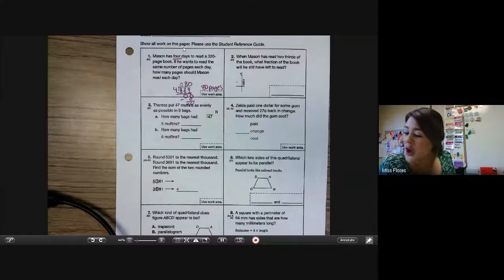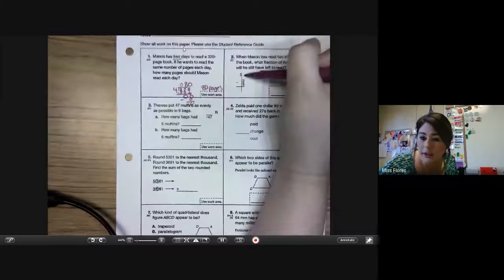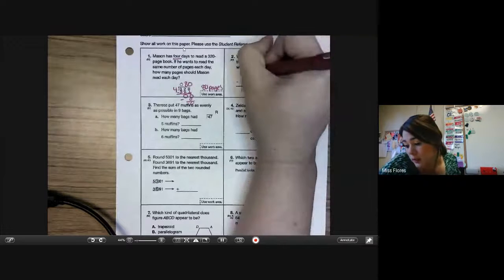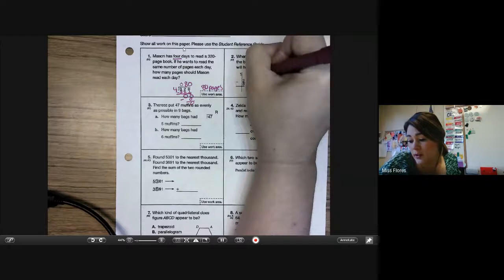All right, number 2. When Mason has read 2/3 of the book, what fraction of the book will he still have left? So it already shows you how you're going to solve this. You're going to take 1 and you're going to subtract 2/3 from 1. Now, you might not know how to do that just looking at it, or you might, but I'm going to show you how 1 gets turned into a fraction. We're going to turn that into 3/3. And then we're going to subtract 2/3.